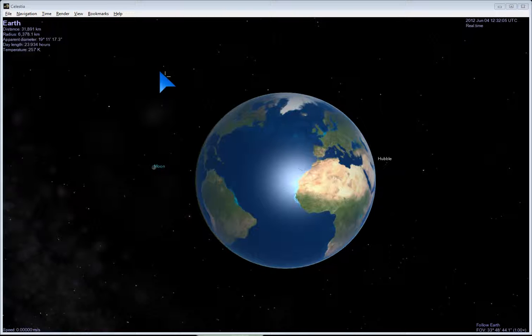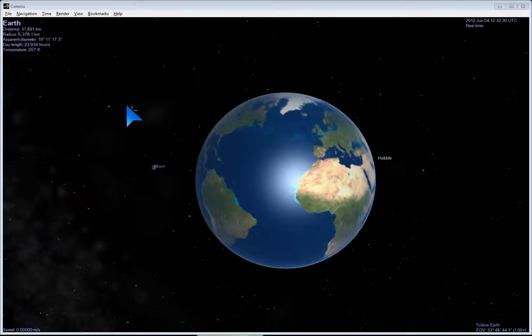So we're going to have to find another way of seeing what those objects are if we were on a spaceship flying above the Earth. Here we are going to demonstrate this through a program called Celestia.